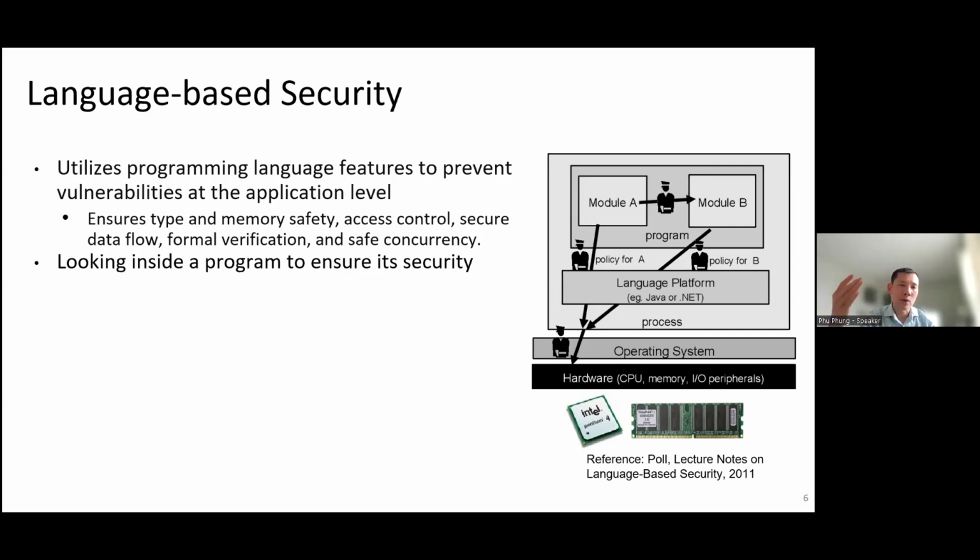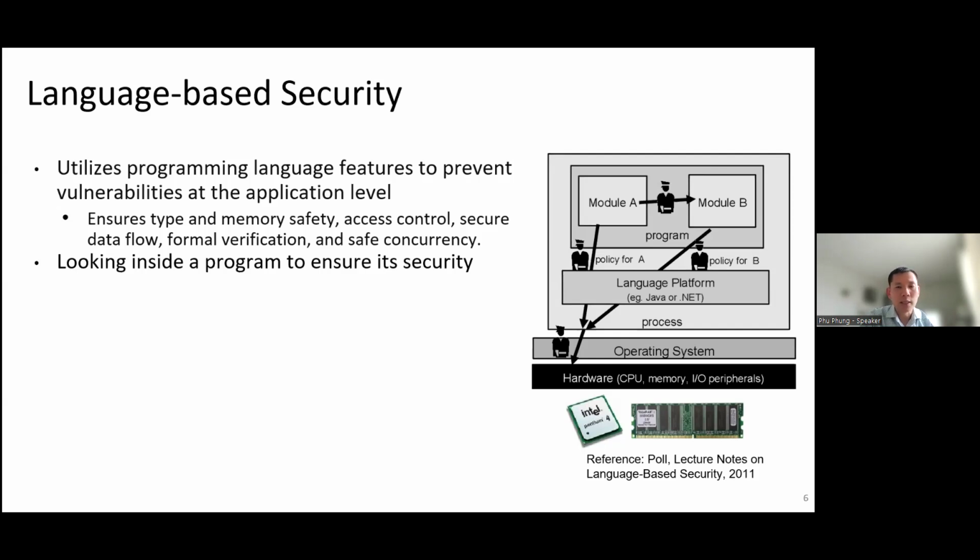So in language-based security, the way we want to study or measure security is that we look into the application level, because the application is written at that level. With that, we will ensure, for example, type and memory safety. We ensure the access control. We ensure the data flow, and all the safety and security.